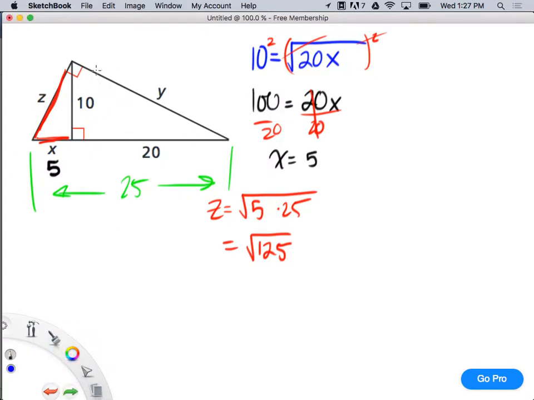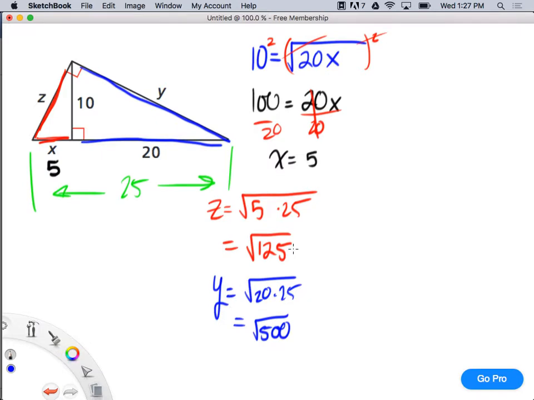Y is the geometric mean of 20 and the whole thing. So 20 times 25, which is 500. There you go. Cool? So this is what you need to know about geometric means.